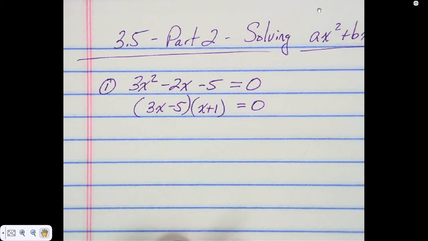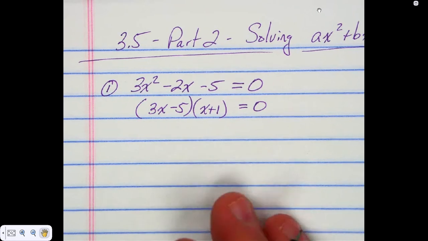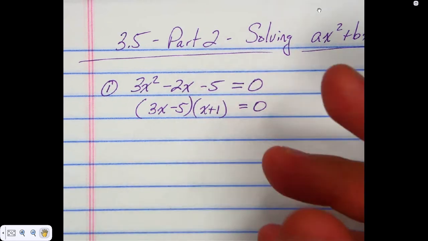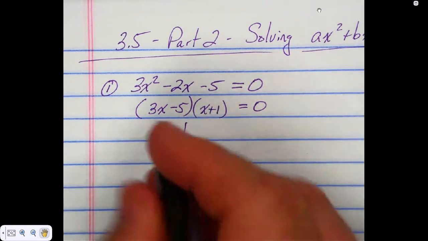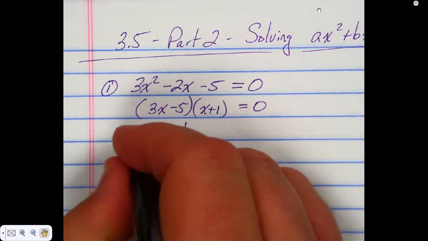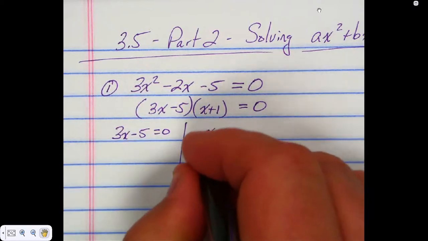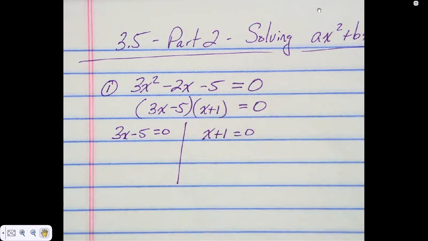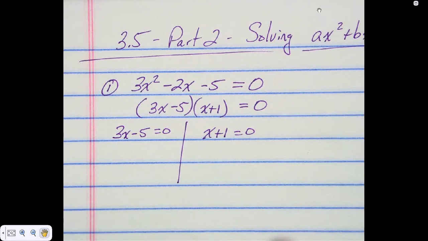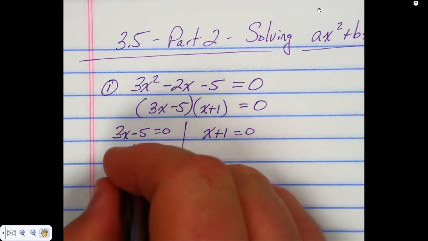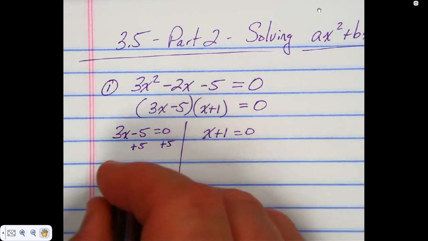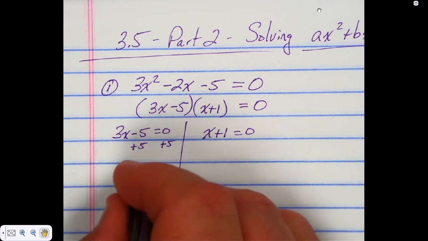Guys, I'm not happy with the way a lot of you did the first one. I know you can subtract 1 in your head, but I want to see it. I want to see this neatly split into 2 separate equations. Haven't we done this already? What is my first step here? Add 5, add 5. You're left with 3x is equal to 5.